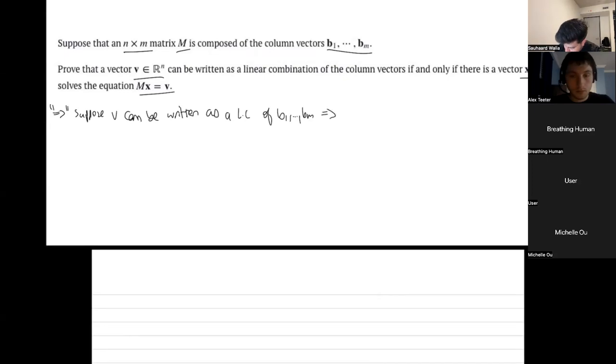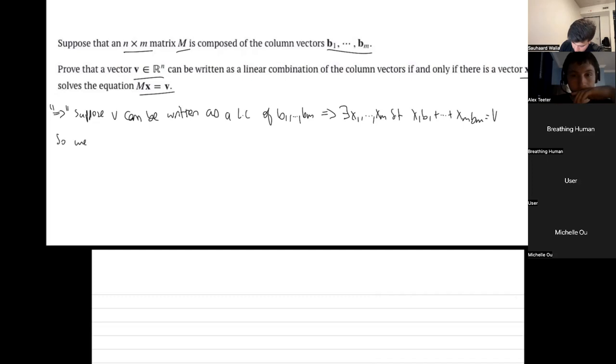And that's the same thing as saying there exists x1 till xm such that x1 multiplied by b1 plus all the way to xm bm is equal to v, right? So I'm just rewriting the definition of a linear combination of scalars. So we're assuming that, and we are going to, actually, this direction is pretty straightforward.